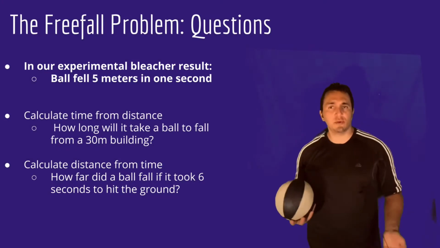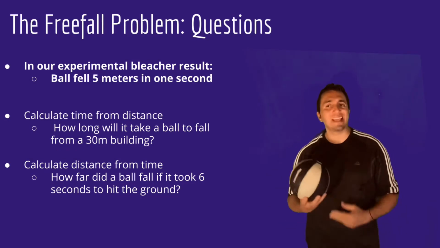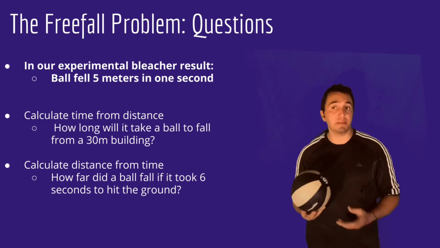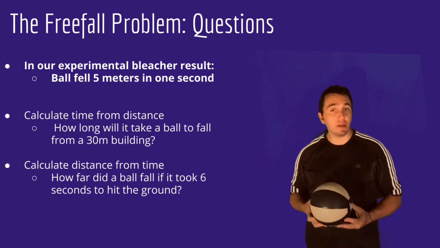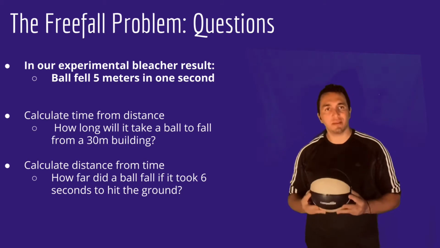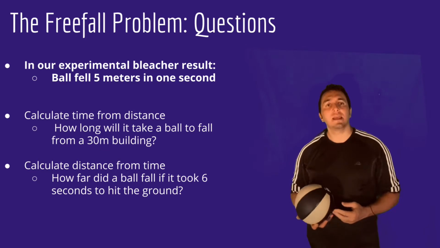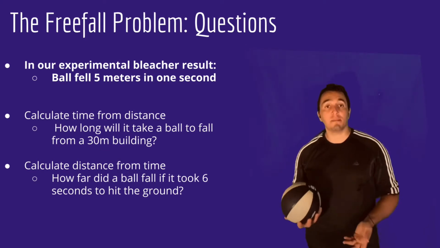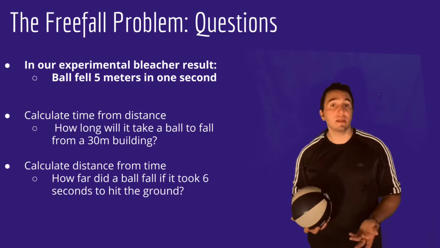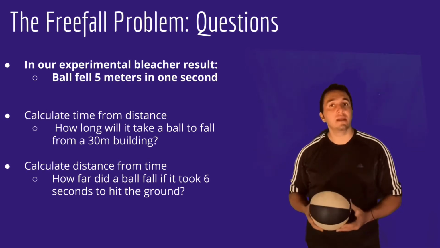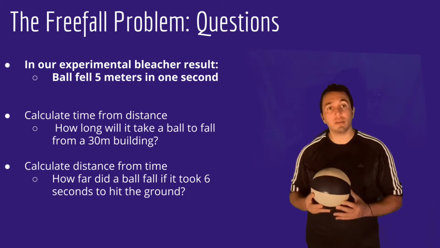Okay, so there's going to be two questions. The first is going to be, if I drop this ball, say from the top of a building, and I know that the building is 30 meters off the ground, how long will it take the ball to hit the ground? Of course, the converse to that question is, if I drop the ball off the top of a building, and the ball takes a certain amount of seconds to hit the ground, can I determine how tall the building is?